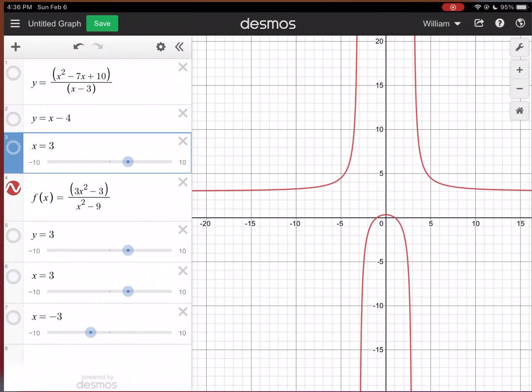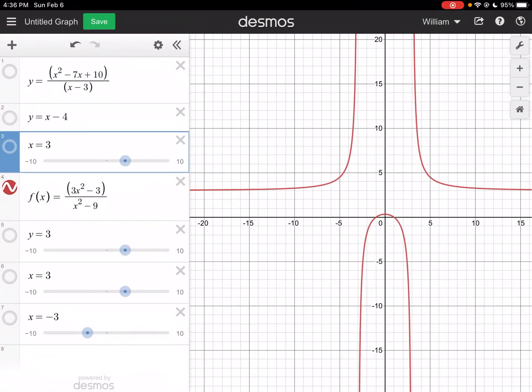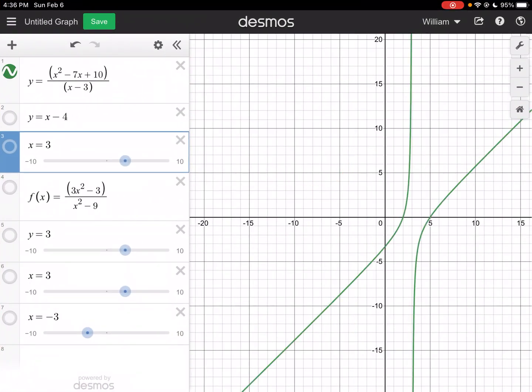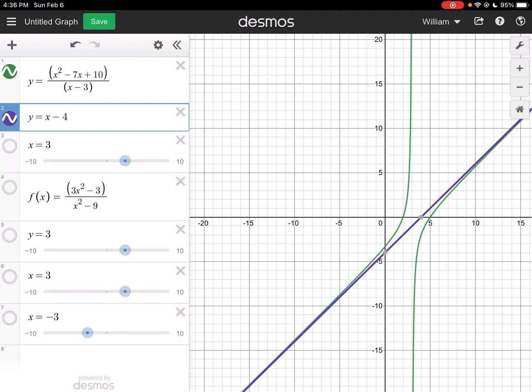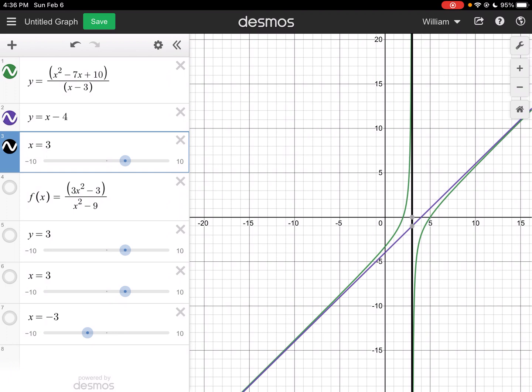So now we're going to graph this ourselves. Let me go back here. So here's my graph. In order to see, I'm going to plot my oblique asymptote so you can see that. And here's my vertical asymptote. And we've got that one. And that works out pretty darn nifty.